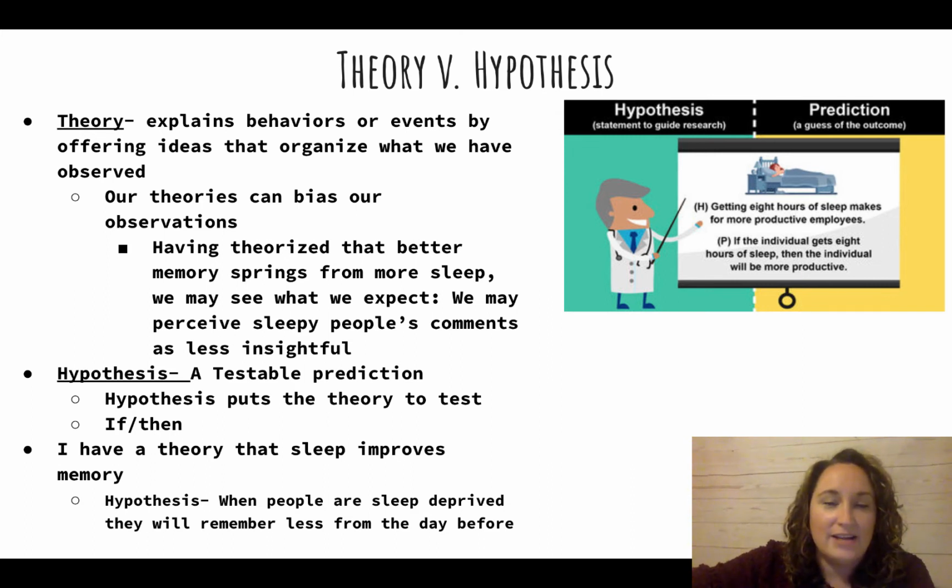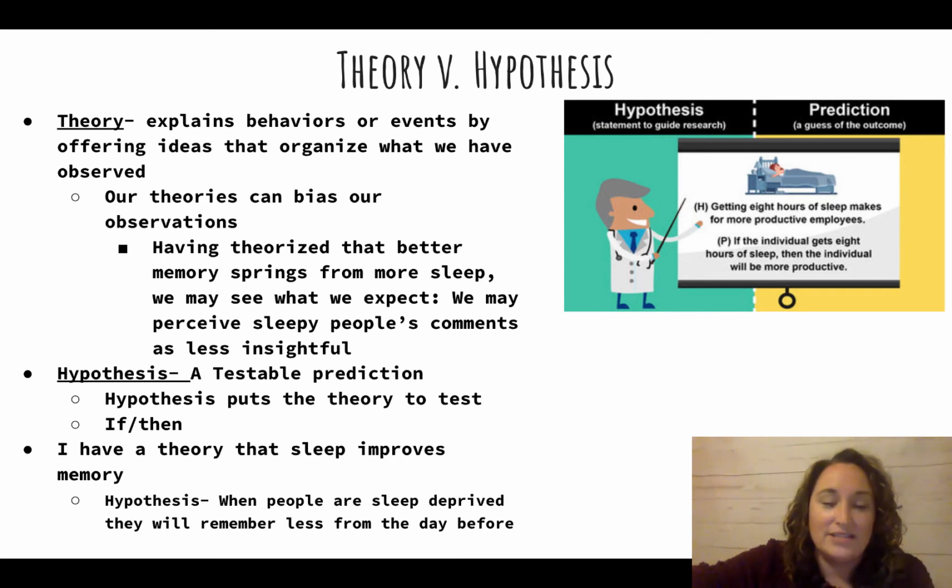So a theory is an explanation of a behavior or event that offers ideas to organize things that we have observed. So you can theorize that better memory springs from more sleep. And then we might look for that behavior in our actions. Like, oh, I did better on that quiz. I remembered more vocab, and that day I had slept more, right? And we can make a theory about that, an explanation, but we need to test that theory in order to really believe it and trust it.